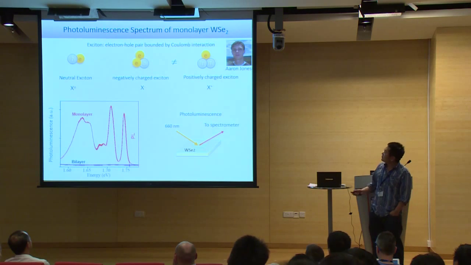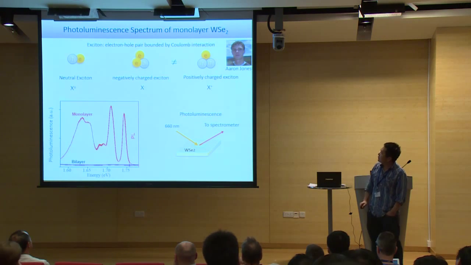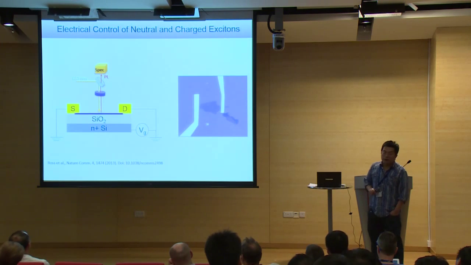And the first thing we did is we looked at luminescence from monolayer tungsten selenide. Basically, we shone a light on the sample, collected the luminescence, and looked at the spectra from a spectrometer. The red curve here is the PL coming from monolayer tungsten selenide. What we notice is there are two very sharp lines. One is the neutral exciton, the other corresponds to the trions.